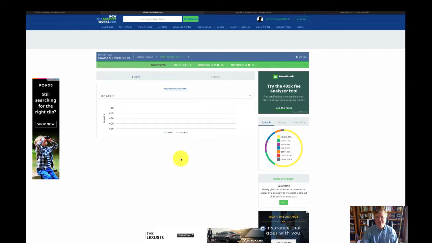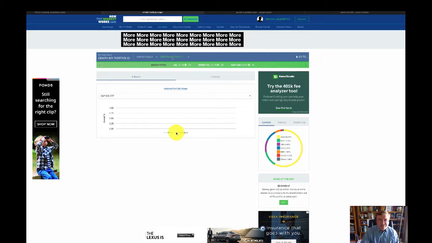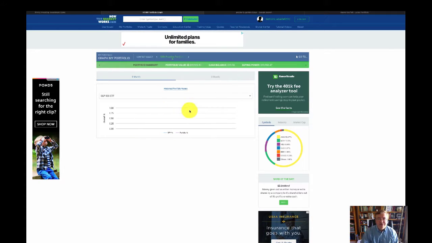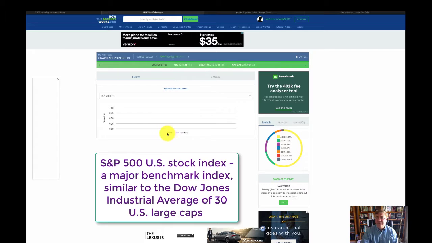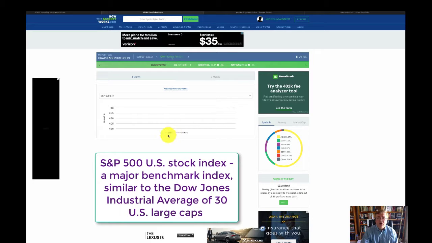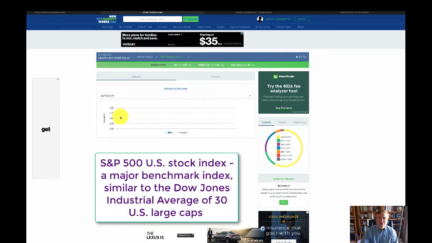And the performance of your investment portfolio, which is this magenta line, you will see this in due time, will be judged and compared to the performance of the overall U.S. stock index. Now, the most popular benchmark stock index is the S&P 500, so that's the ticker symbol SPY. And so your portfolio will be in magenta, and the benchmark U.S. stock index, SPY, will be in light blue.